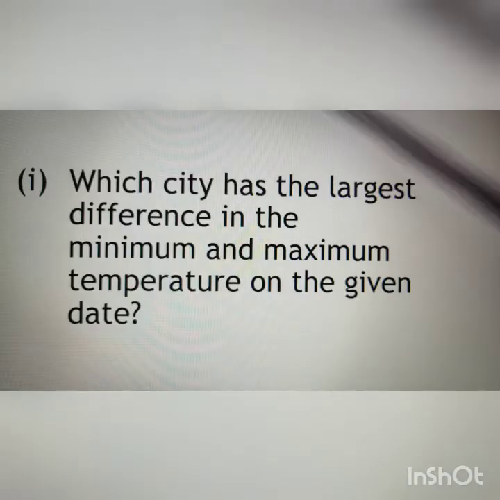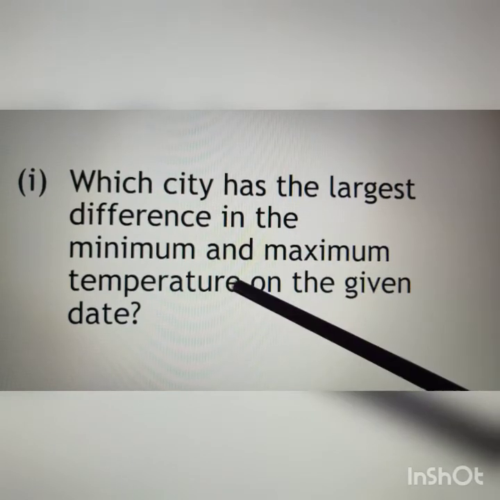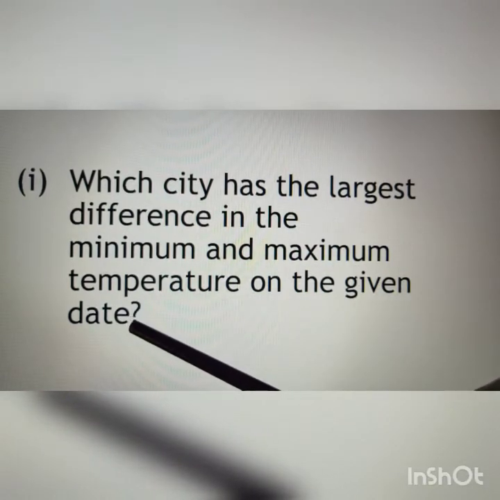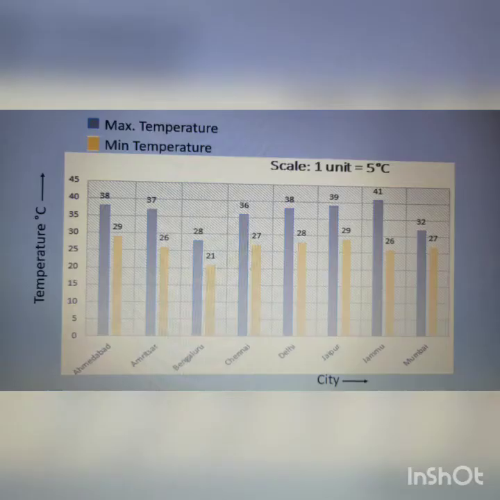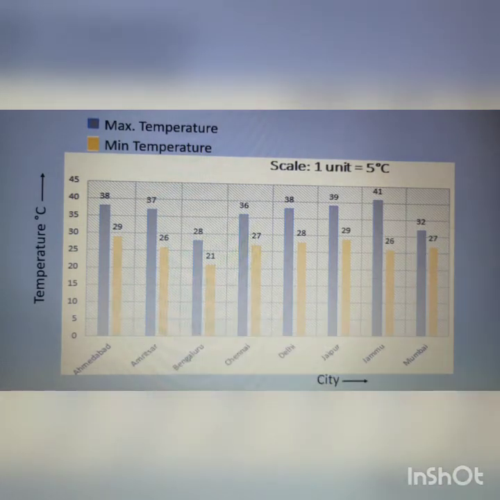First question, which city has the largest difference in the minimum and maximum temperature on the given date? Find out which city has the largest difference between maximum and minimum. We have to find out the difference of maximum and minimum temperature of each city. Let us find the difference between maximum and minimum temperature of each city.